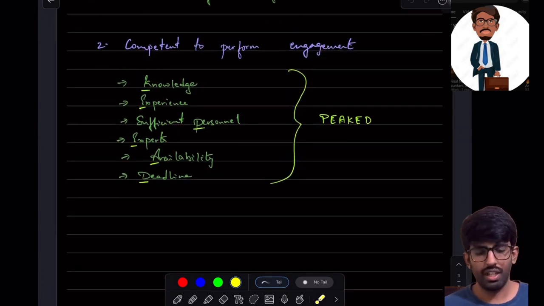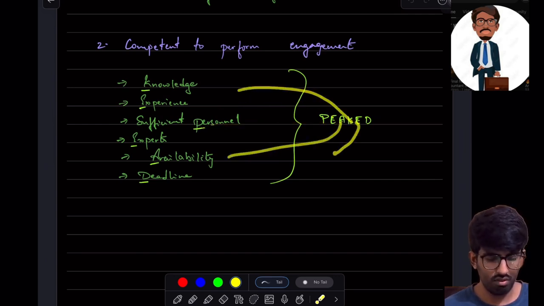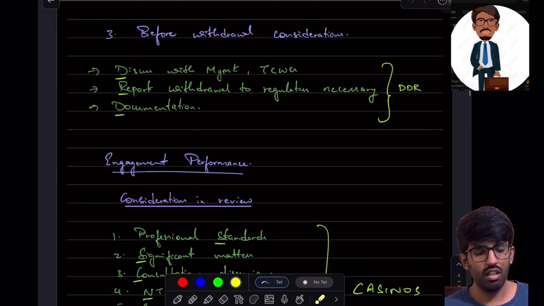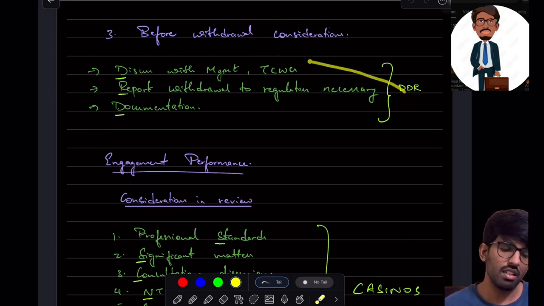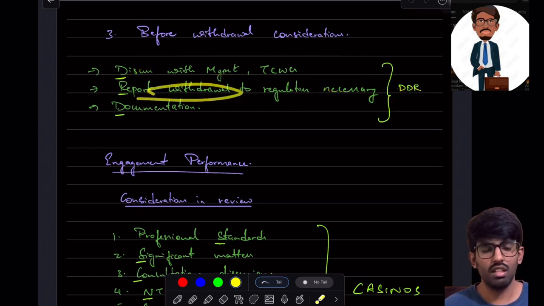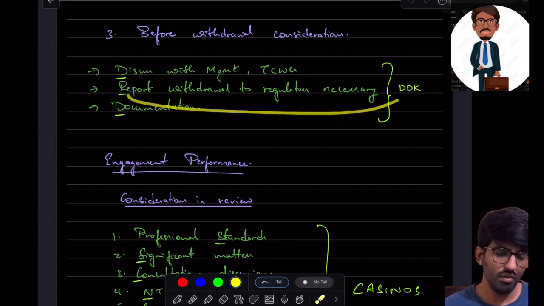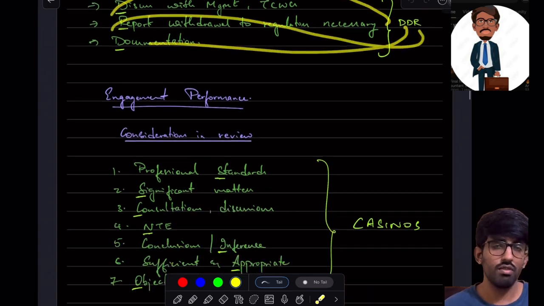And then competent to perform engagement, the mnemonic is PEAKED. P stands for sufficient personnel. E stands for experience. A stands for availability. K stands for knowledge. E stands for experts, and then D stands for deadline. And then before withdrawal, the things to be considered, the mnemonic is DDR. D stands for discuss with management, the other D stands for documentation, and R stands for report withdrawal and see whether there is any requirement for reporting.